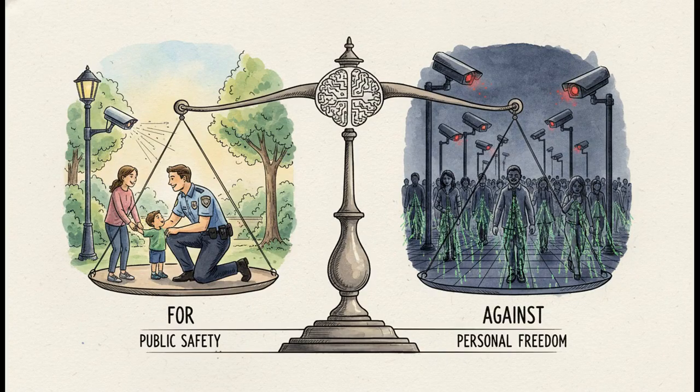And here's one of the biggest tug-of-wars in the entire AI conversation: surveillance. On one side, AI-powered cameras and systems can absolutely help police prevent crime and respond to emergencies faster. They could save lives. But on the other side, the potential for constant mass surveillance is terrifying. It threatens our basic right to privacy and could easily lead to discrimination. Finding the right line between safety and freedom here is one of the hardest things we have to do.